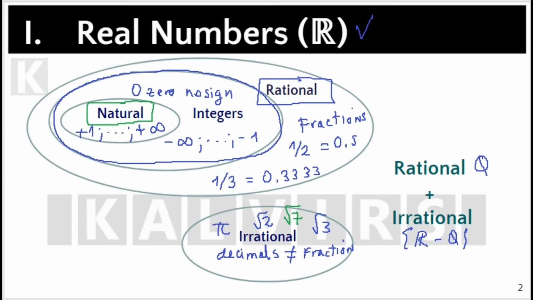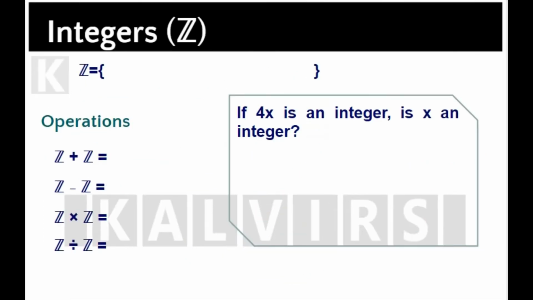Which of the following is an irrational number? Of course, the square root of 3, like I said, is an example of an irrational number. Integers are all numbers with no fractional or decimal parts.